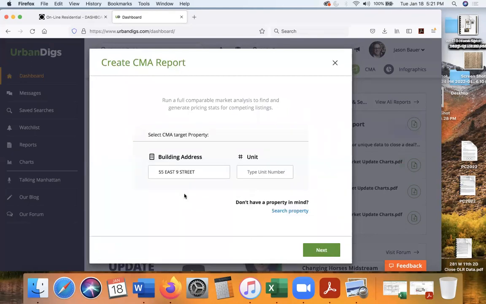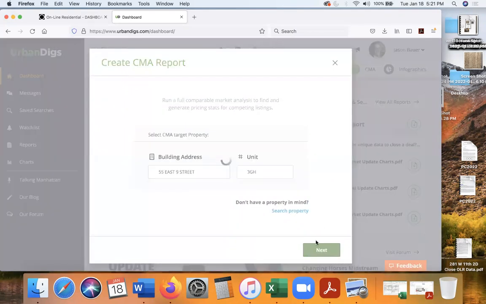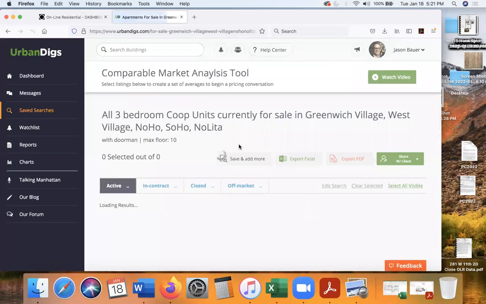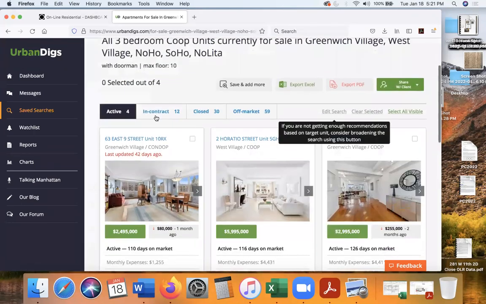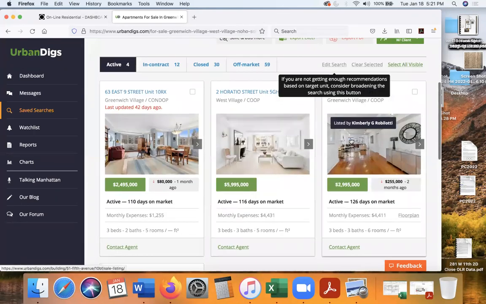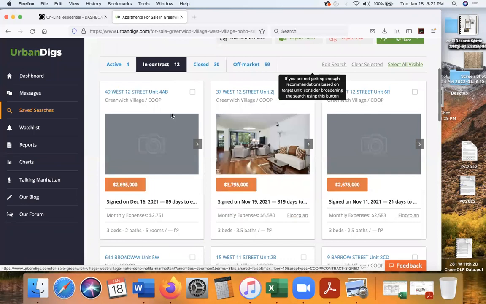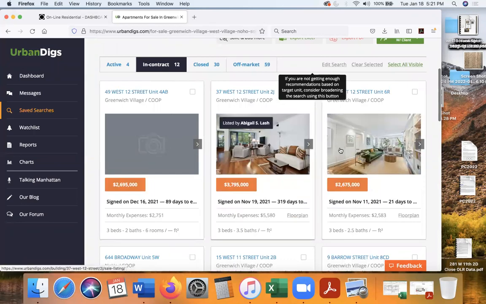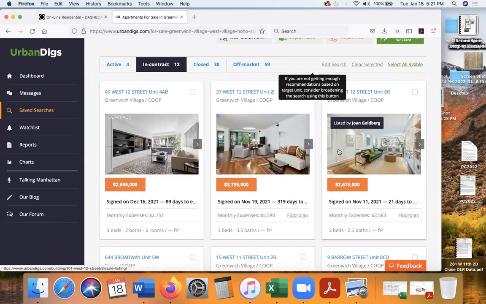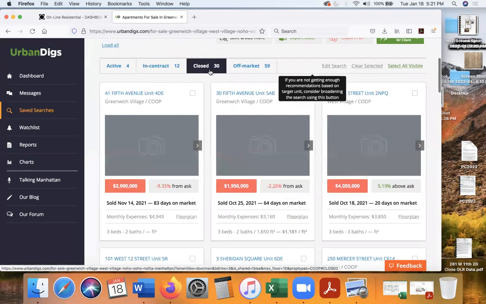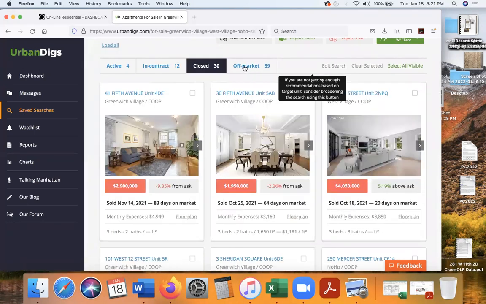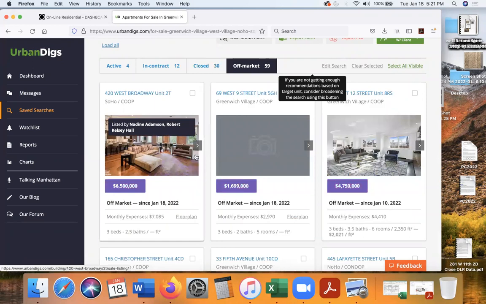Oh, there we go. 5 East 9. Right. So what you can do is you can see things that are active and what the price points are. You can see things that are in contract and what the last asking price was, right? It's not going to give you the price, but it's going to give you what it was asking. We can see closed data and what's going on. And even better, we can see off-market stuff, right?